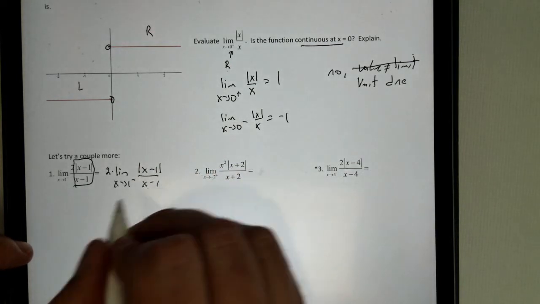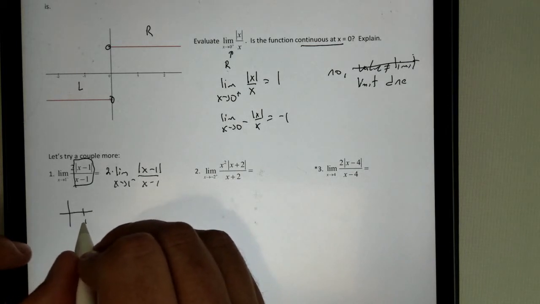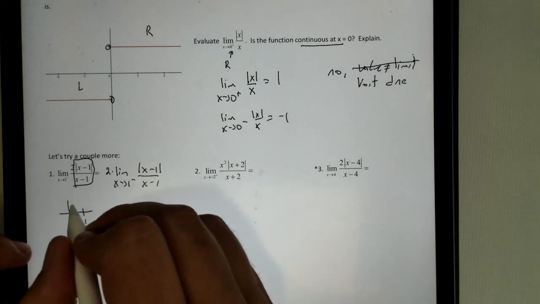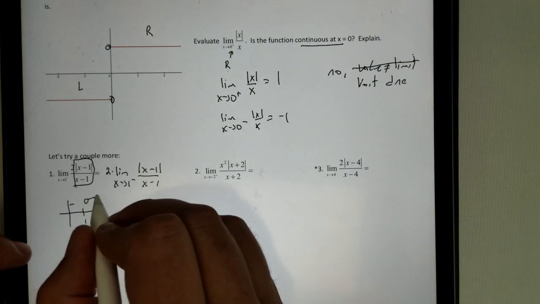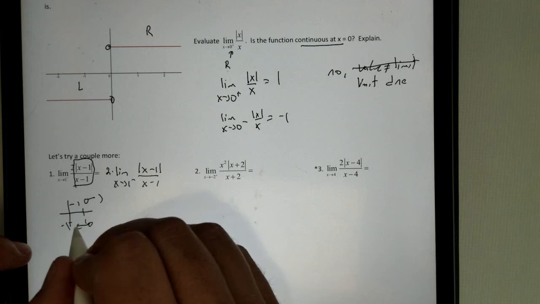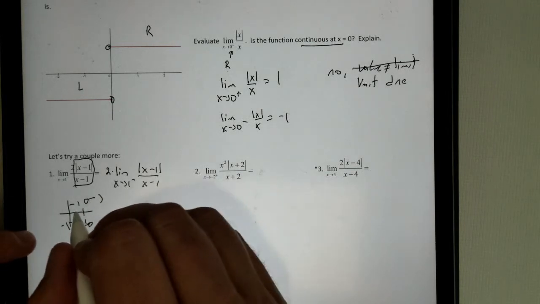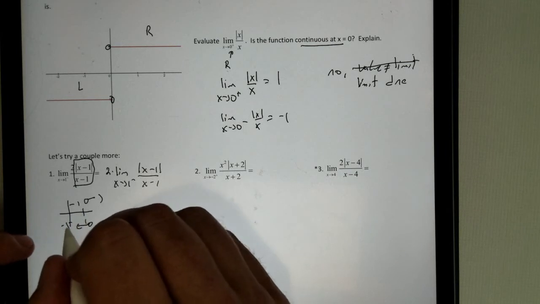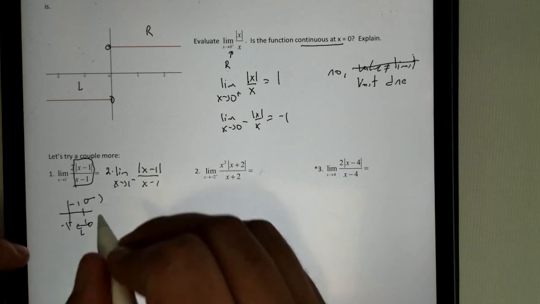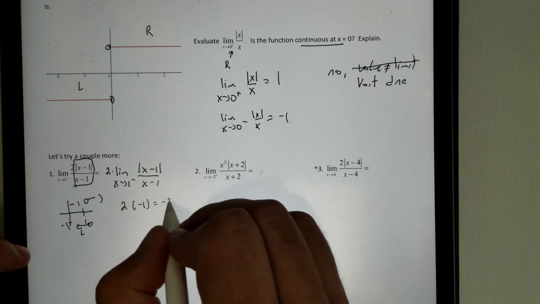And if I were to graph this, my one domain restriction is at x equals 1. Really quick and easy, it's going to be 1 for anything to the right, and it's going to be negative 1 for anything to the left. So as we approach from the left, we know that this is going to be approaching negative 1. We're on the left side. So this has become 2 times negative 1, and we get negative 2.